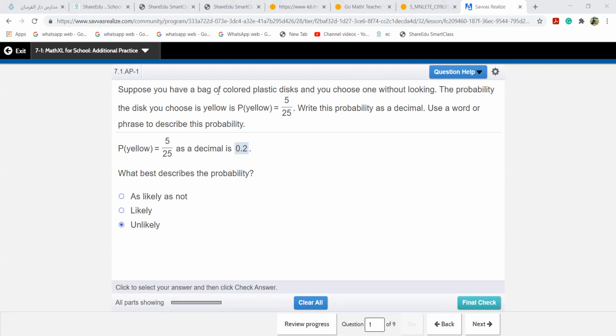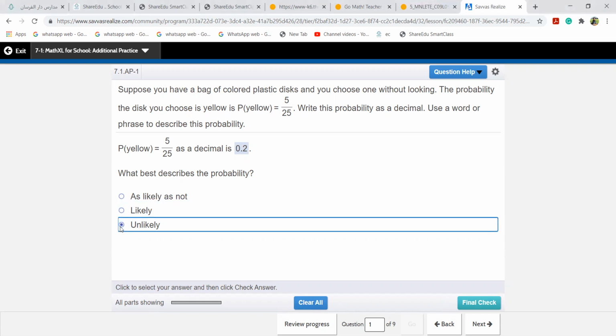Suppose you have a bag. Noor, listen to me. You are choosing one without looking. That is 1 over 25. What do you think? Is this likely or unlikely? You remember the words likely, unlikely that I taught? What is the answer? Unlikely. It's okay, unlikely.